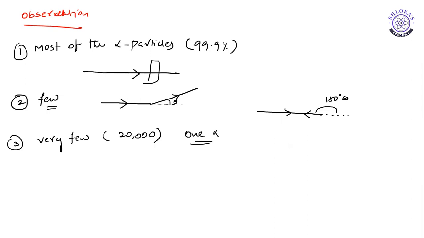The first observation, most of the alpha particles, that means 99.9%, pass through the gold foil without any deflection. The second, few alpha particles get deflected through a small angle of deflection. And third observation, very few alpha particles, about 1 in 20,000, get back on their own path. That means they have deflected through an angle of 180 degrees. So these are the three observations.